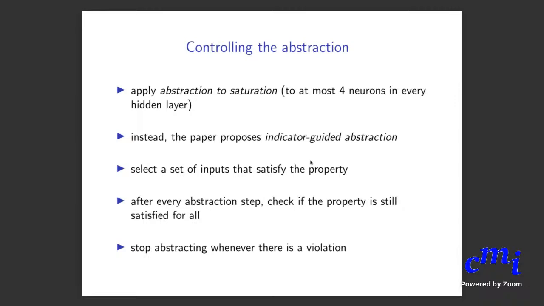Instead, the paper also proposes something called an indicator guided abstraction, which I will discuss today. That is based on sampling the input space and merging nodes such that they satisfy the original property, and you merge only as many nodes until the property on one of those sampled inputs would become falsified. That kind of abstraction will not be as coarse to begin with. It will be somewhat more refined.